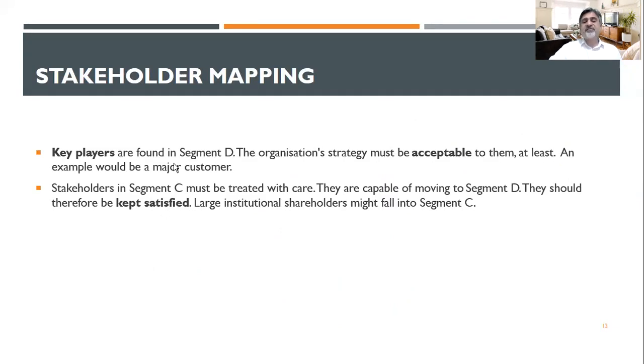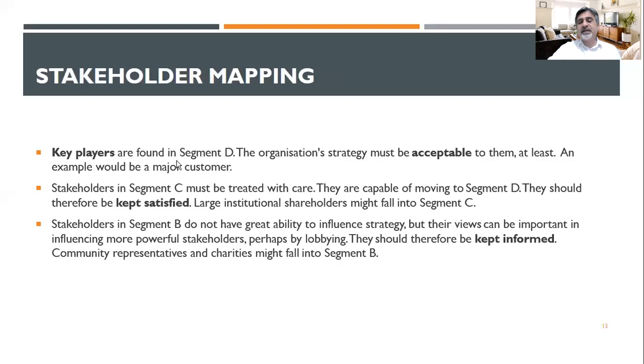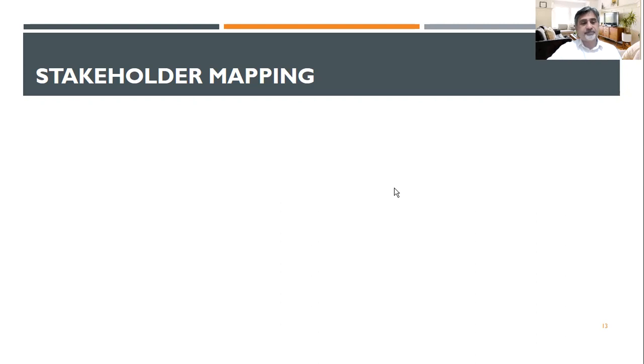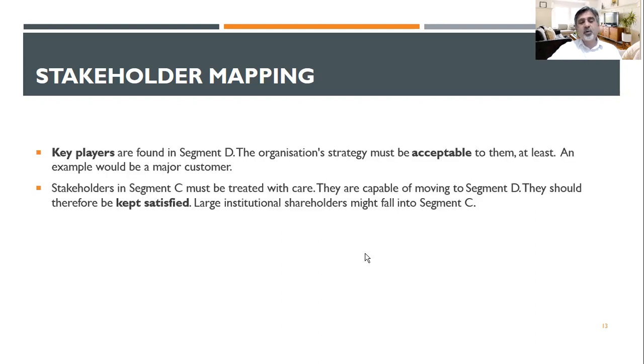So key players are found in segment D. Segment D is where you have high power and high interest, and the organization strategy must be acceptable to them, at least acceptable to them. Stakeholders in segment C must be treated with care. They are capable of moving to segment D. So this is like low interest but high power, the tax department or the government. They are capable of moving to segment D.